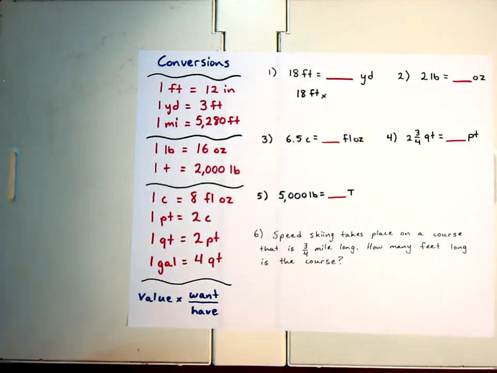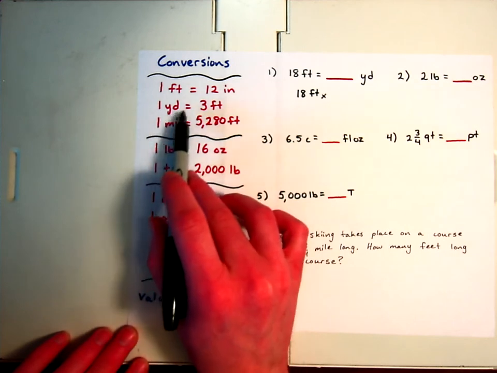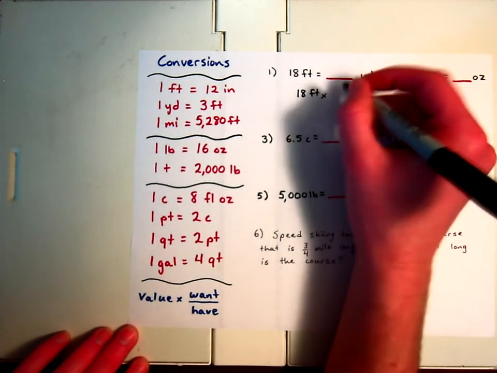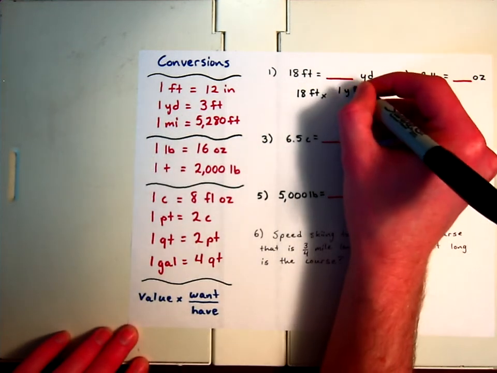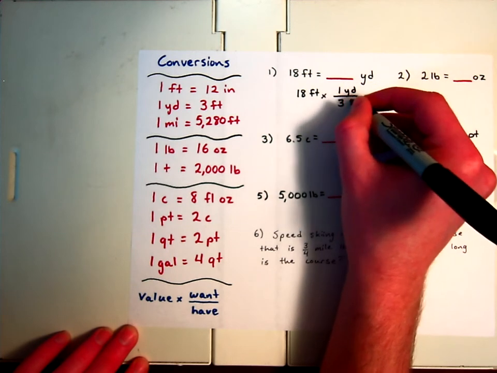So, again, I'm going to look down here at the bottom left corner. I'm going to say, okay, well, in the numerator, I need what I want. So what I want is yards. And in the denominator, I need what I have. And what I have is feet. So I need to put yards. Well, 1 yard equals 3 feet. So it's 1 yard, and that's going to go over 3 feet.